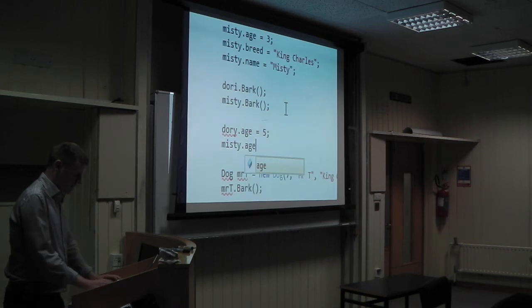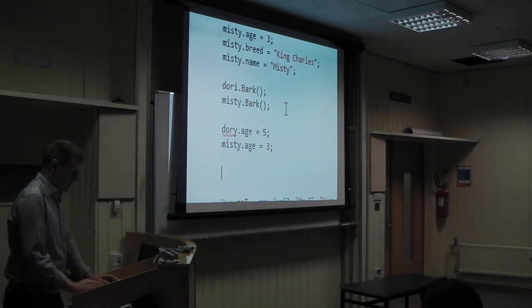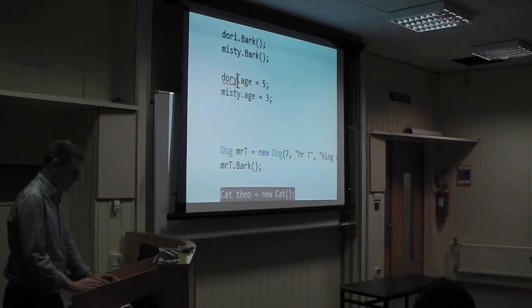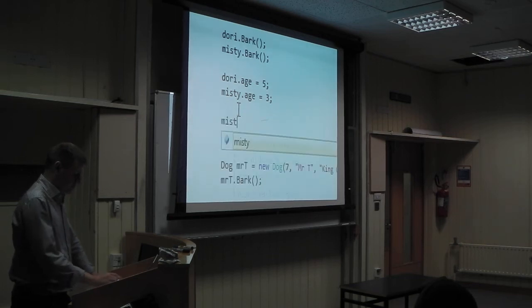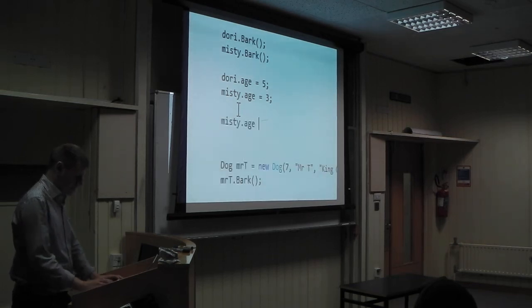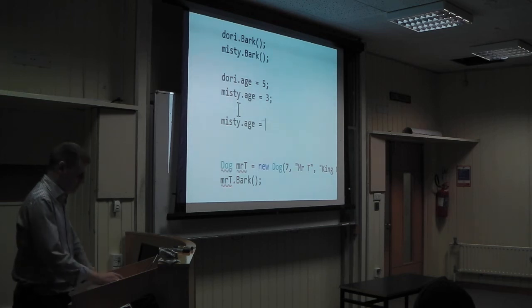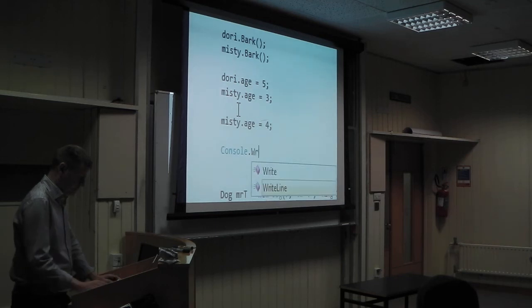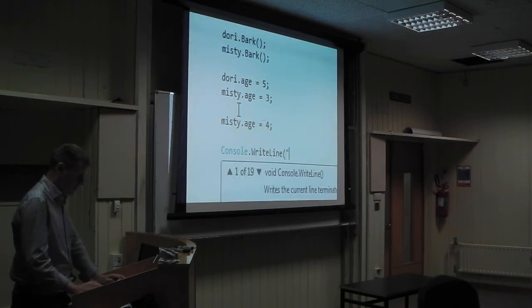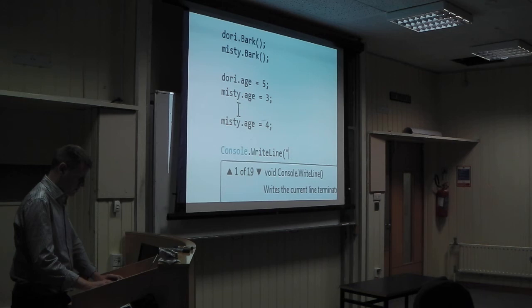Misty.age equals 3. Dory with an I, thank you. Keep making the same mistake. Misty.age equals, what did we change Misty to be? 4, wasn't it, in the other program? Okay, let's change it to be 4. Console.WriteLine Dory.